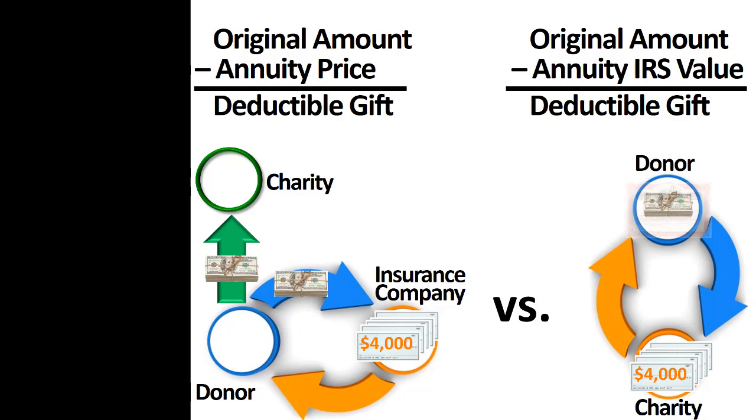Having just mentioned sheltering of capital gains as a potential advantage of charitable gift annuities, let's now turn to a discussion of capital gains taxes.